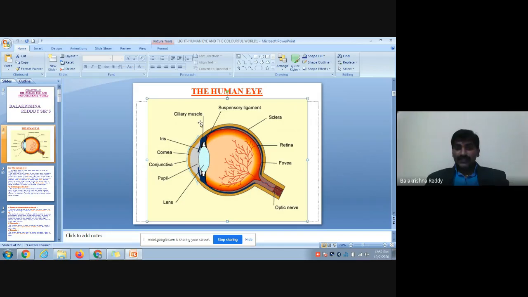Now, these are the ciliary muscles. If these muscles are weakened, the lens will become weak and loose. By that, the lens gets displaced in the forward or backward direction. Due to that, the image will not form on the screen properly. So, due to that, we get eye defects, which we'll discuss in a coming topic. Now, after this, you are seeing the suspensory ligament. The suspensory ligament with the ciliary muscles will hold the lens.